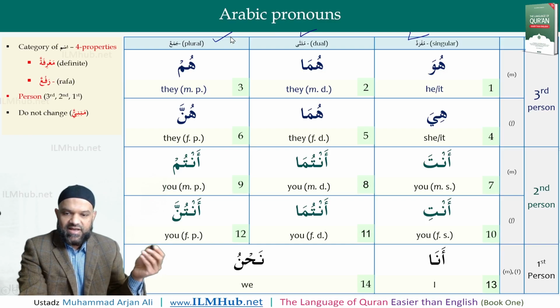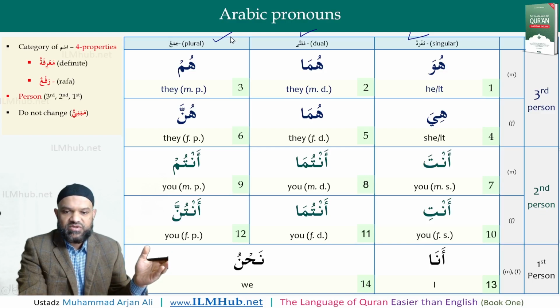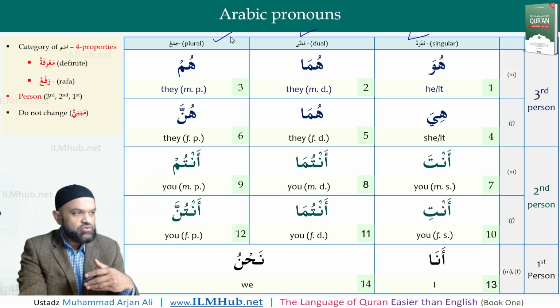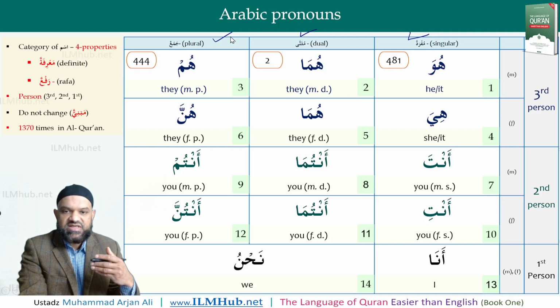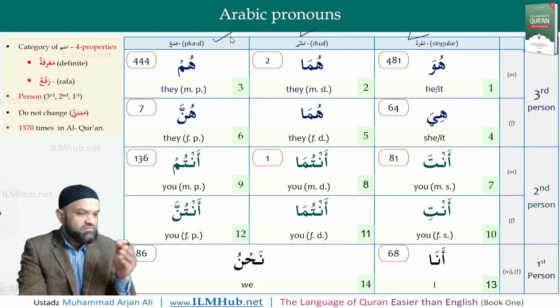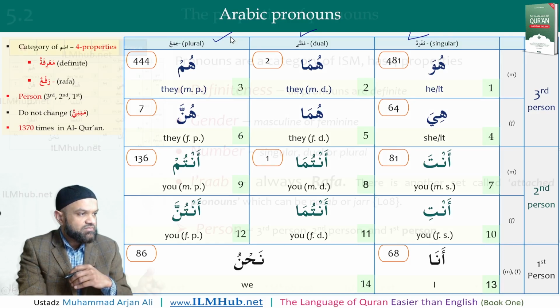And they do not change their ending. So they remain fixed. So they're a category of ism. They have the 4 properties. And because we have to deal with number and gender, we end up with 14 variations. And inshallah, we will look at them in detail. And of course, we'll need to memorize them also. So the main point to note is that they are used 1370 times. So the numbers that you see on the screen now are the numbers of each of these pronouns and how many times they're used in the Qur'an. So they're very important for us, not only for vocabulary, but also for understanding the language.